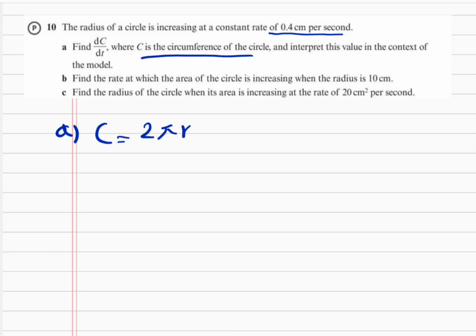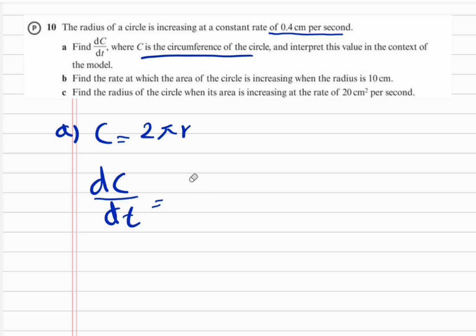Now, as you can see, we have two variables in terms of the circumference. One is C, the other one is r. So we can find dC/dr at some point. Okay, now the next thing is, interestingly, we are actually asked to find dC/dt. So dC/dt is what we want to find. Now our job is to find what should be on the right hand side so that we can find dC/dt.